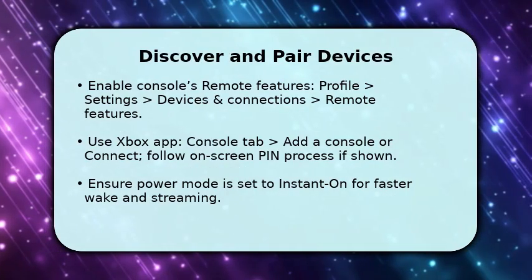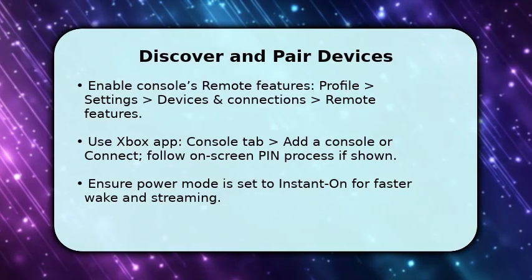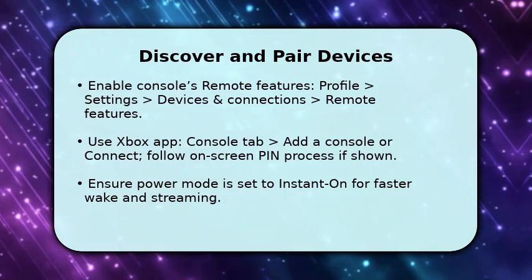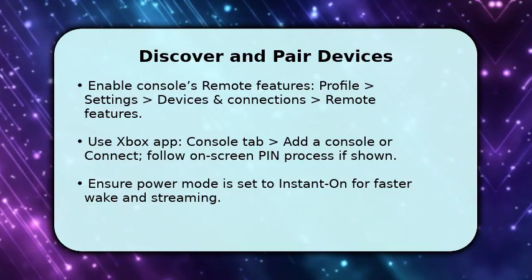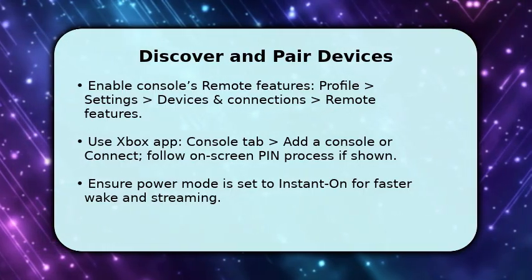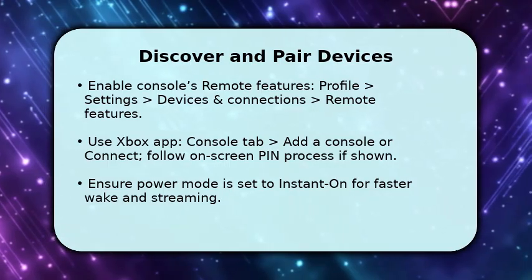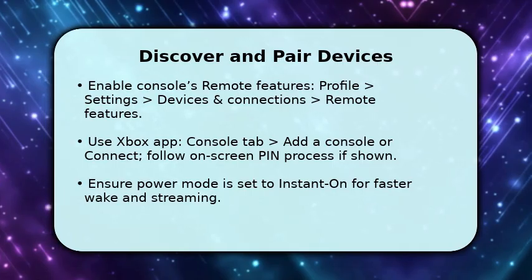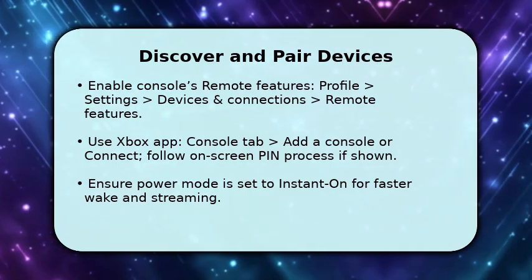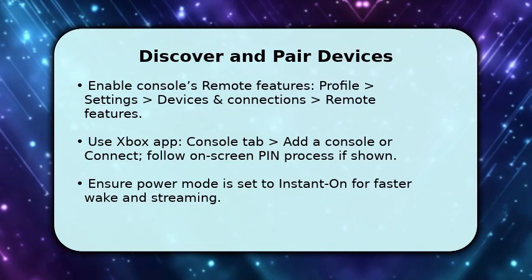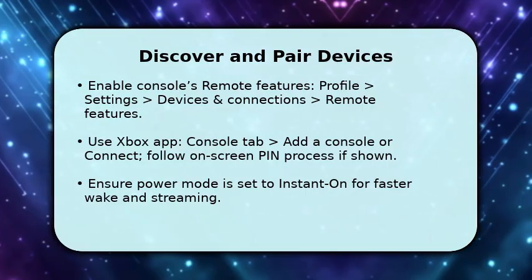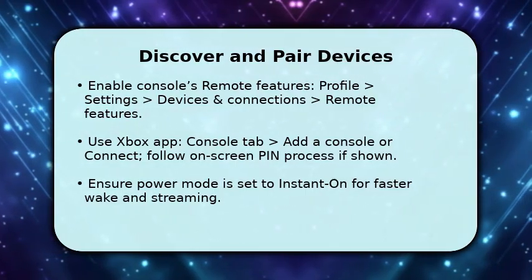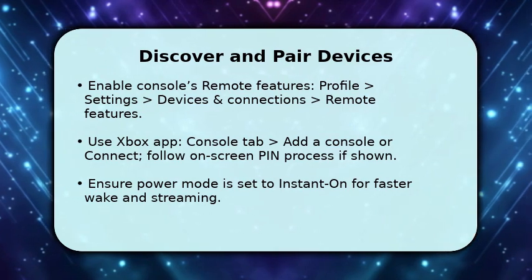Now you make the devices see each other. On the Xbox, enable remote features and set power mode to instant on so the console can wake remotely. In the Xbox app on PC, go to the console tab and choose Add a console or connect. The app will scan your LAN and prompt for a PIN only if needed. Make sure both devices stay on the same subnet. If scanning fails, verify firewall or router isolation is off. These detailed checks let streaming and file handshake proceed.